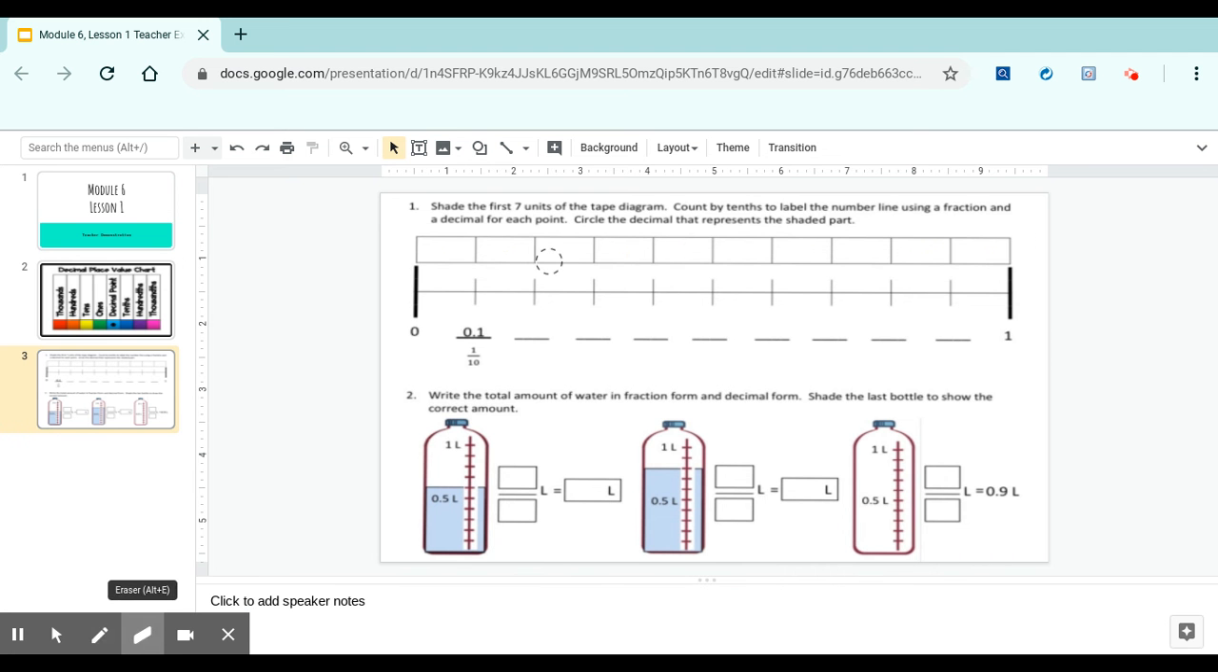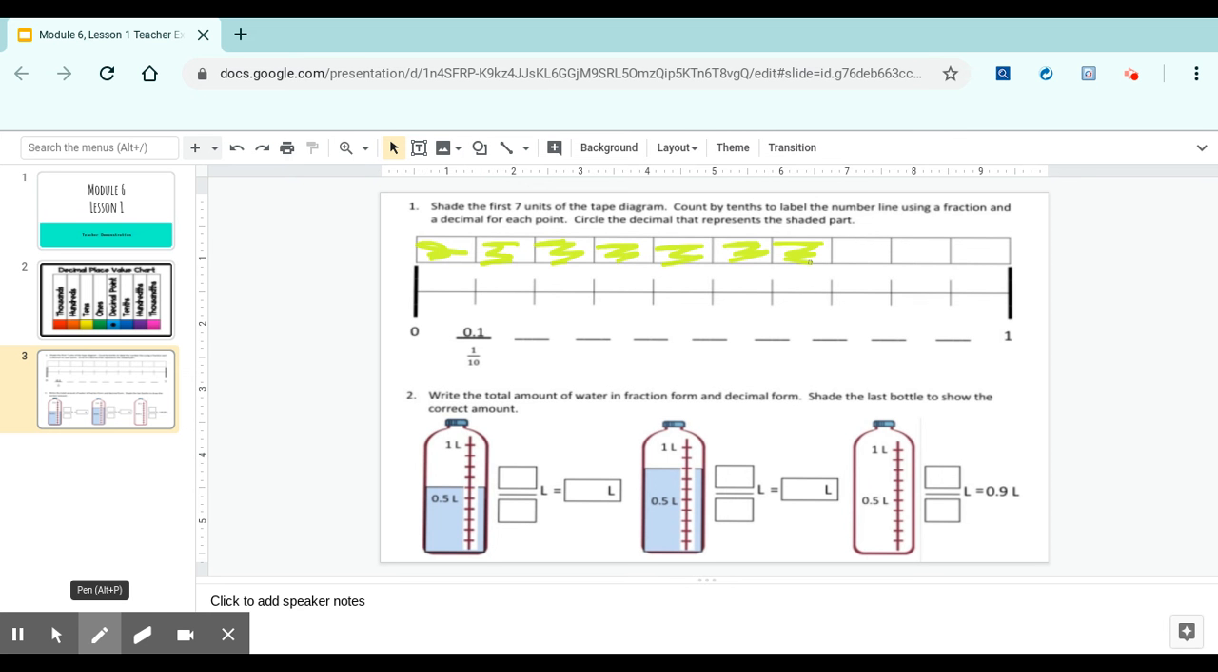Sorry, I'm just erasing those dots. So out of those 10 pieces, they want us to shade the first 7 units of the tape diagram. So I'm going to do so now. So there's 1, 2, 3, 4, 5, 6, 7.